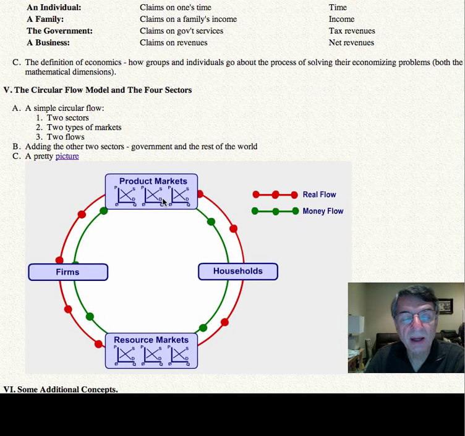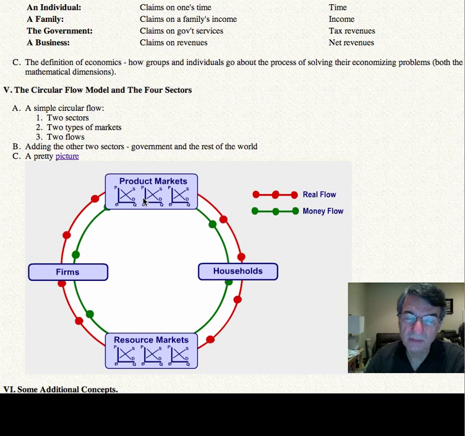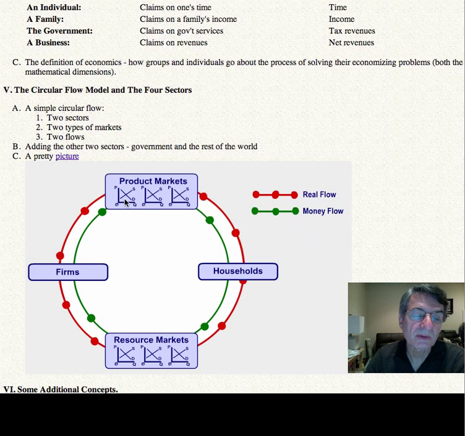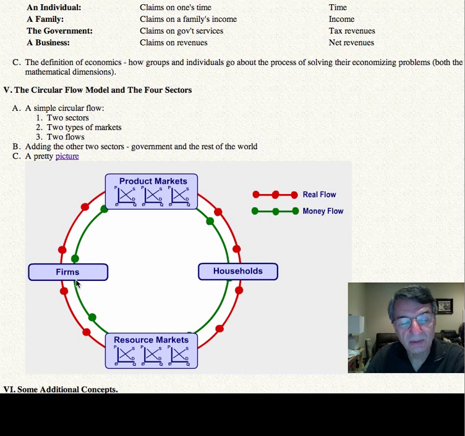What do the households do with this income? They take it to the product markets and they buy goods and services. They use it to pay for the goods and services that they buy, and this money flows back to firms so that they can turn around and buy more resources. So this is the simple circular flow.